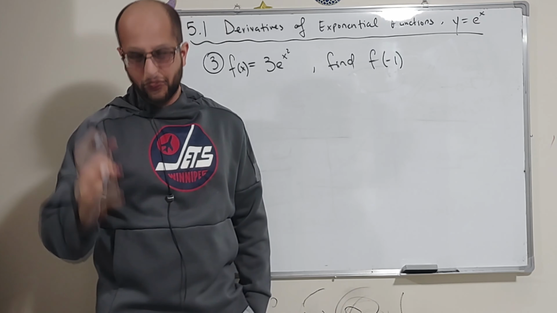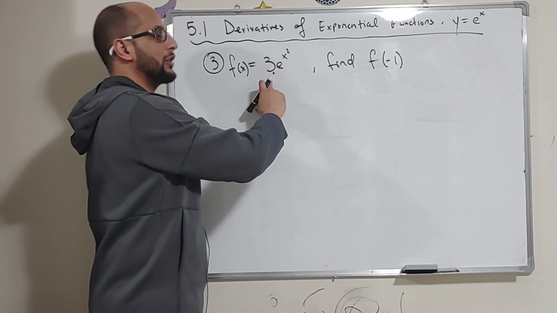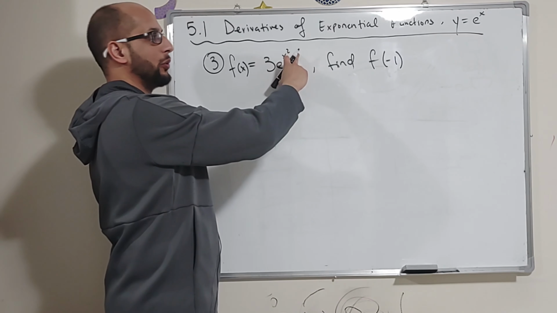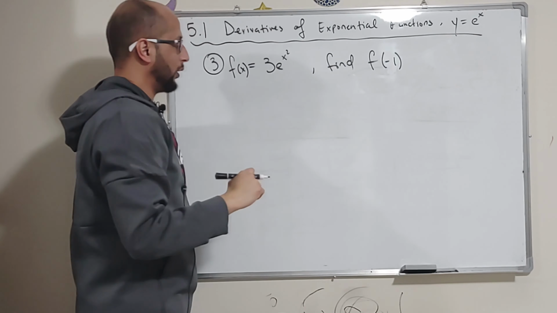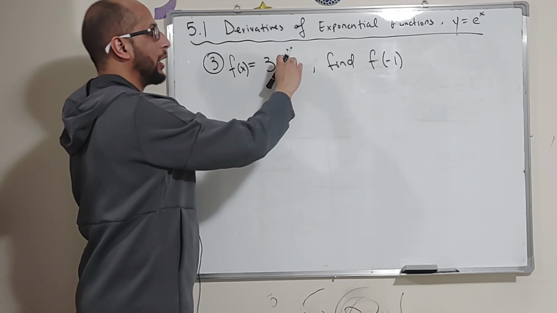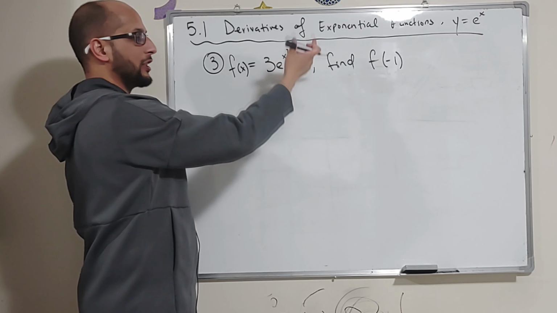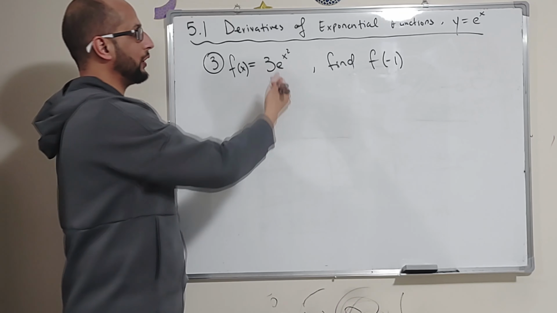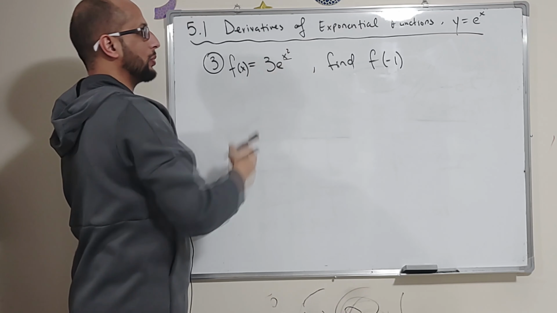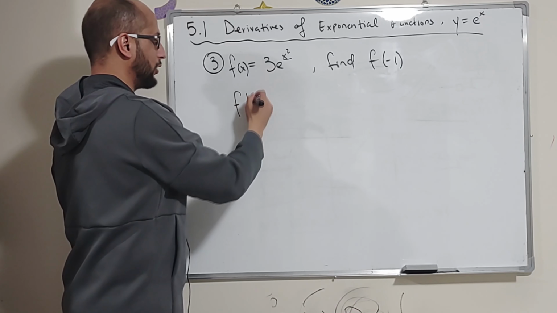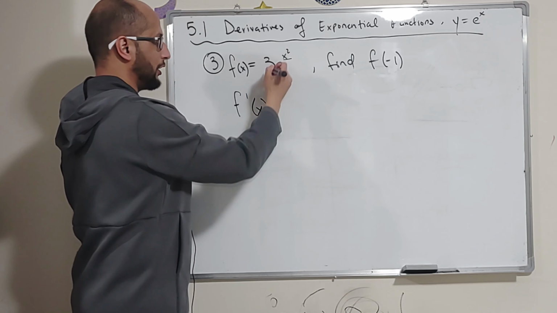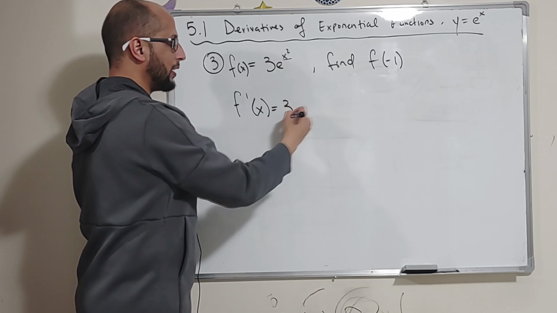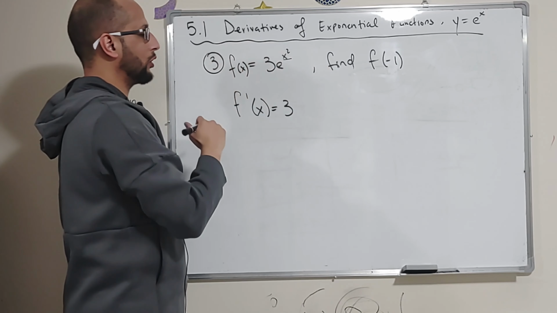Okay, this is example 3 from the textbook. We have f of x equal to 3e to the power of x squared. We've got to find f prime of negative 1. So again, now we have a power as the exponent. So this is chain rule involving x squared and e to the power of x squared. To find the derivative, remember, we can ignore the 3. The 3 is not part of the derivative. It's just on its own on the outside.